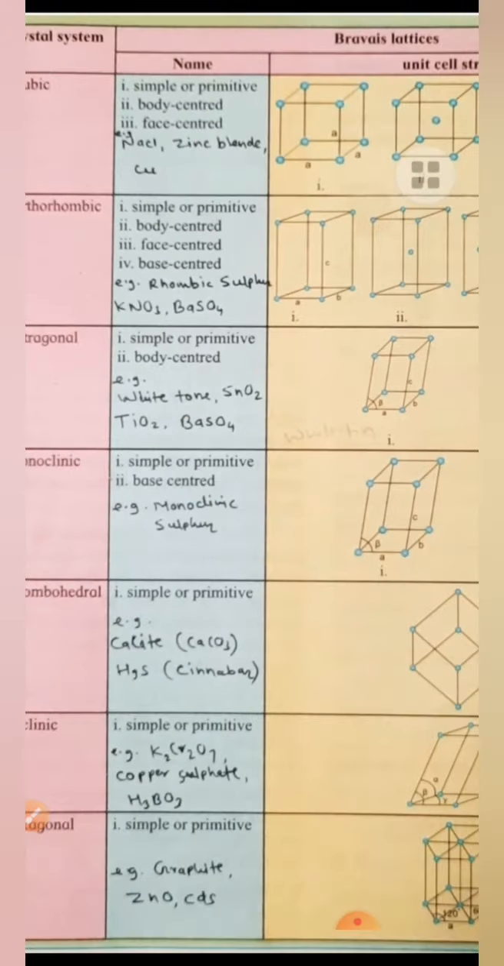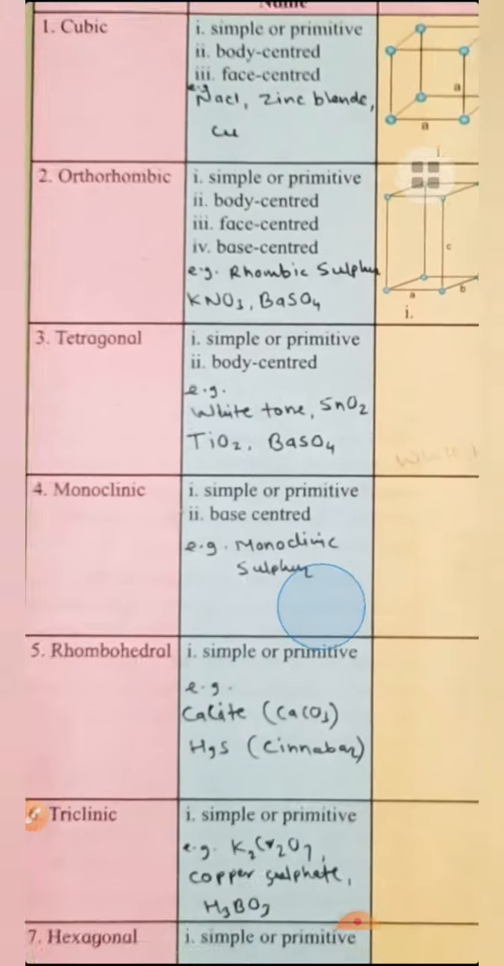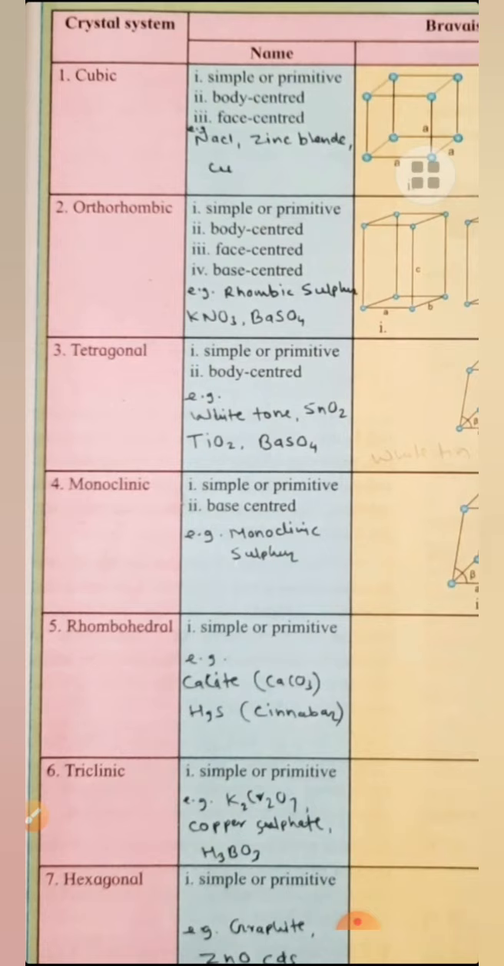The examples of cubic systems are NaCl, zinc blende, copper. In orthorhombic, rhombic sulfur, KNO3, BaSO4, barium sulfate. Examples of tetragonal systems are white tin, SnO2, TiO2.